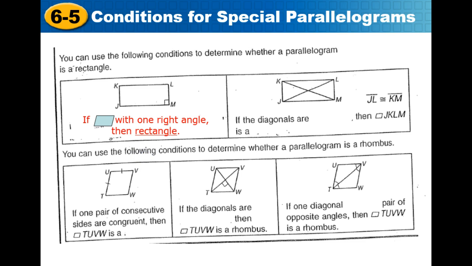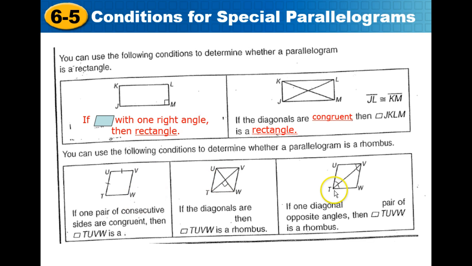The first one is if a parallelogram has one right angle. Notice the word one there. You only need one. You don't have to put all four as right angles. You only need a minimum of one right angle, then you have a rectangle. If the diagonals of your parallelogram are congruent, then the parallelogram is a rectangle. Two ways to prove rectangle: congruent diagonals and one right angle.